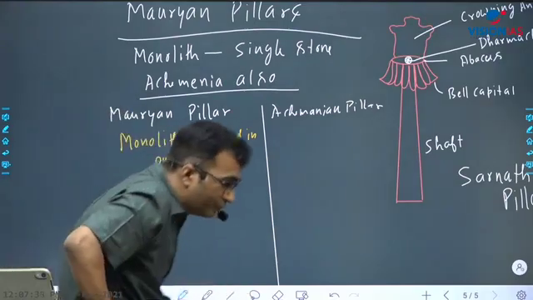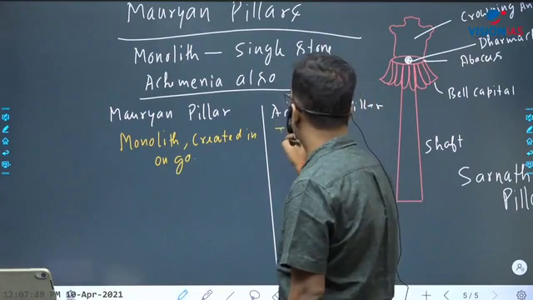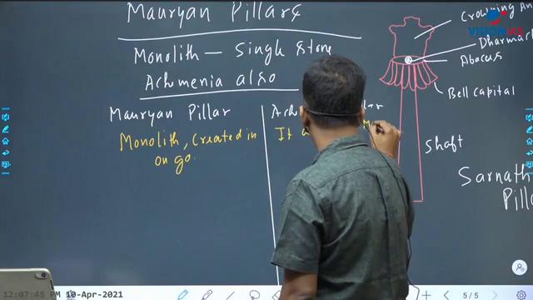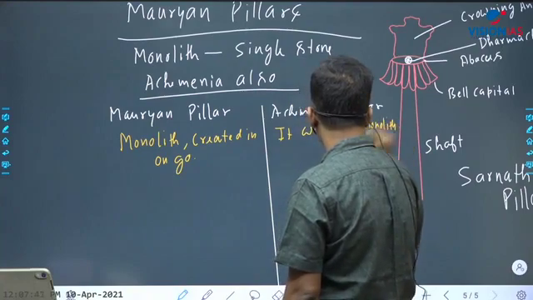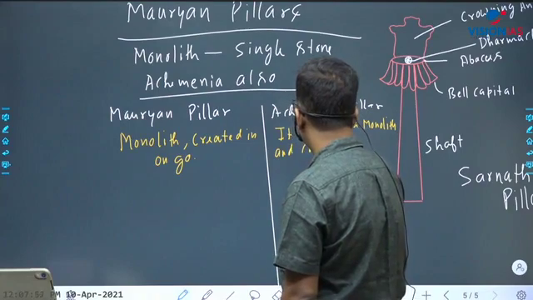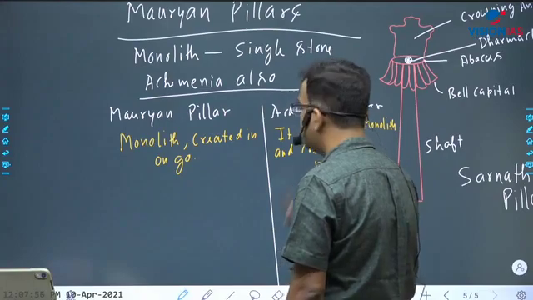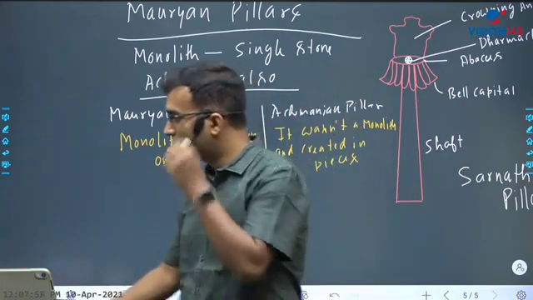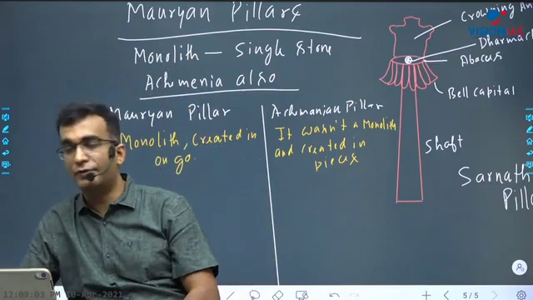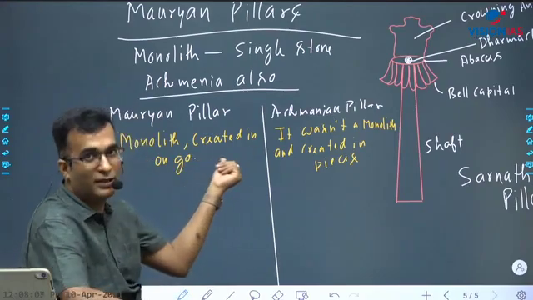Then in Achaemenian you write, it wasn't a monolith, and was created in pieces. So obviously, which would be better? In this, it has more marks.